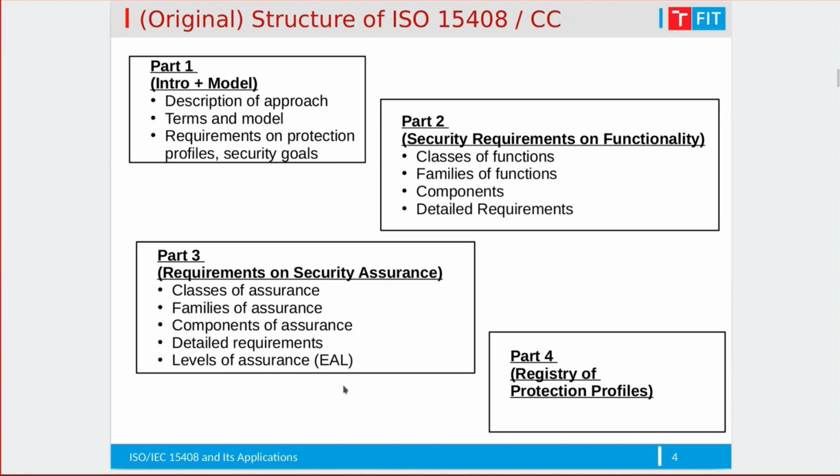In part three, requirements on security assurance are described, where there exist various classes of assurance. There are seven classes, we will talk about them, and you probably already know these classes. They are described in detail in this part. And part four just deals with the registry of protection profiles, which is the most applied part, and where particular use cases are given, and for particular families of evaluated products, which can be generalized.